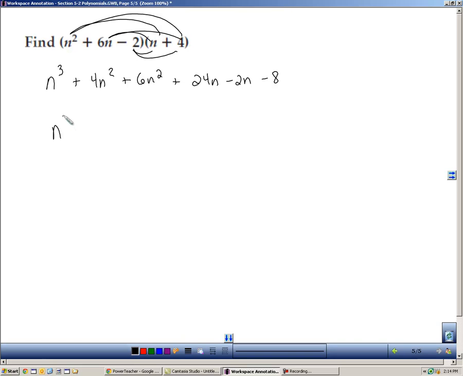Start with the n cubed because we want to go in descending order, and then I see like terms of a positive 4 and a positive 6 being plus 10n squared. I see a 24n and a minus 2n is plus 22n, and then a minus 8 to finish it off.